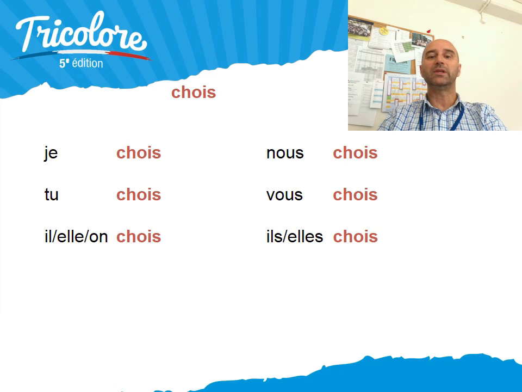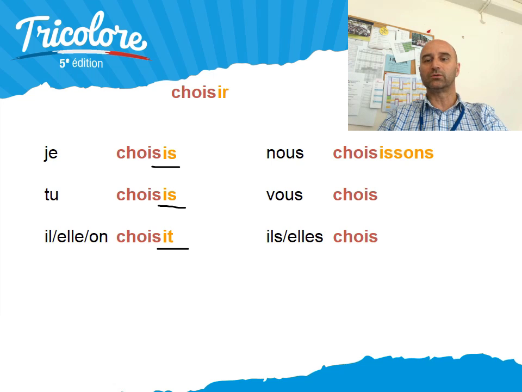But remember, they are regular forms, so you should start to understand what the mechanism is. I take off the dictionary ending, IR in this case, and I add a new ending, the ending for the present. Je choisis, the ending is IS. Tu choisis, the ending is also IS. Il, elle, on choisit, the ending is IT. But again, remember, the pronunciation is going to be the same. Je choisis, tu choisis, il, elle, on choisit.